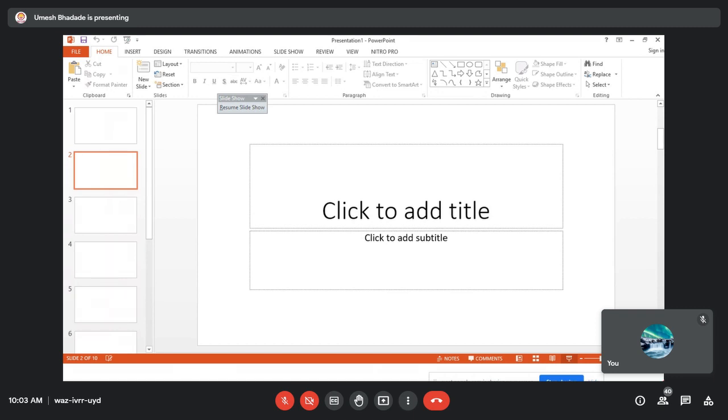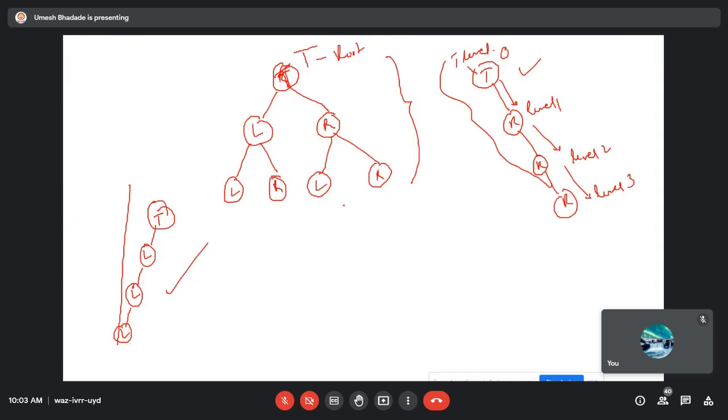Okay. So where was I? Yeah, I was talking about levels. Right? So what is the level of the root node? Can anyone tell me? 0.